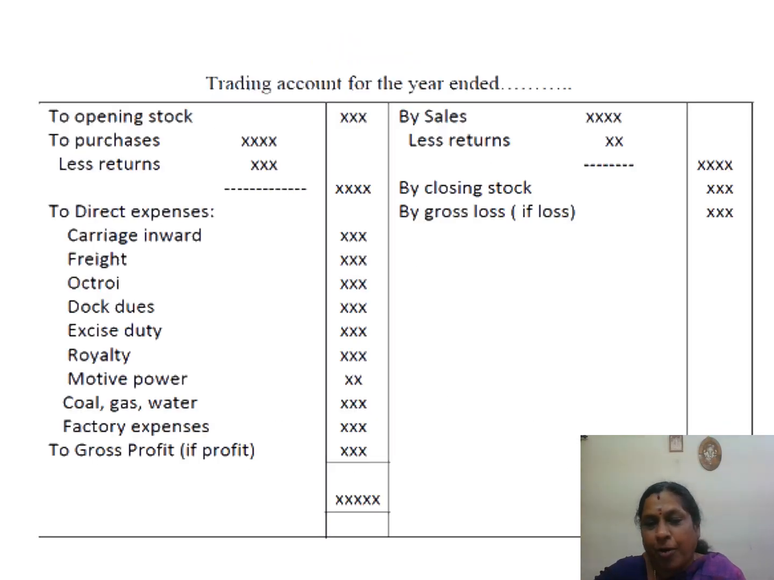Now this is a typical format of a trading account where we have both sides. The first side is called the debit side and the second side is called the credit side.